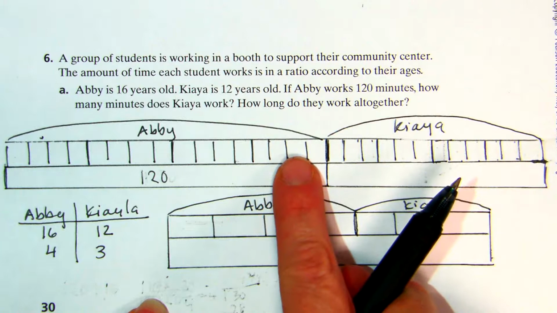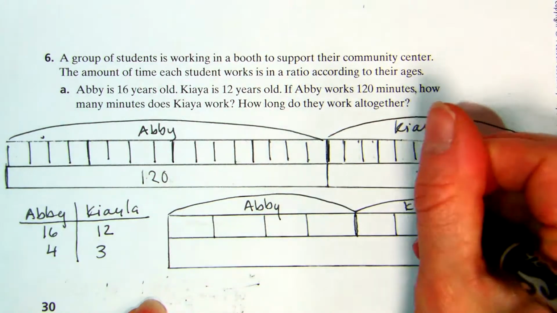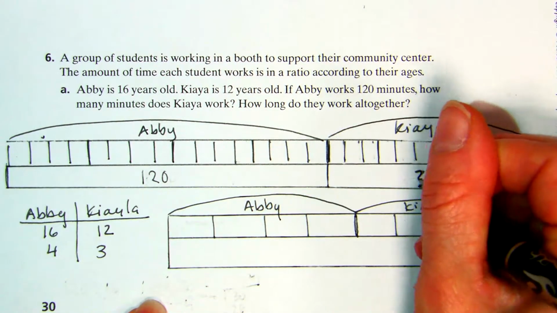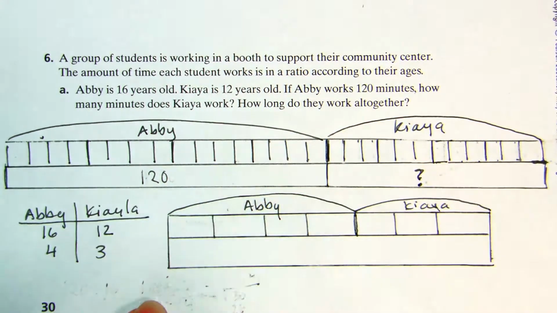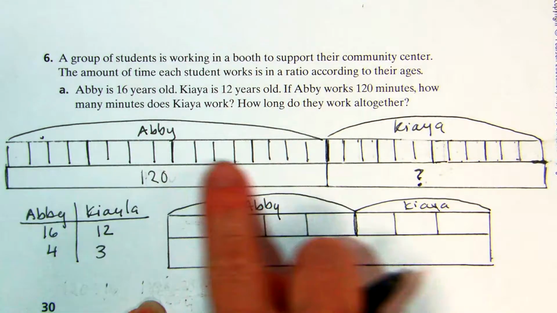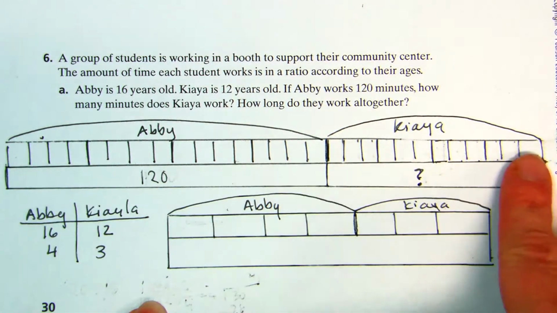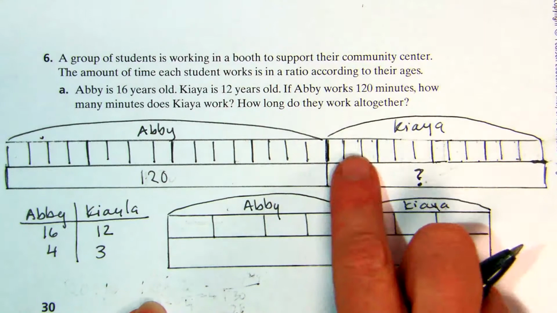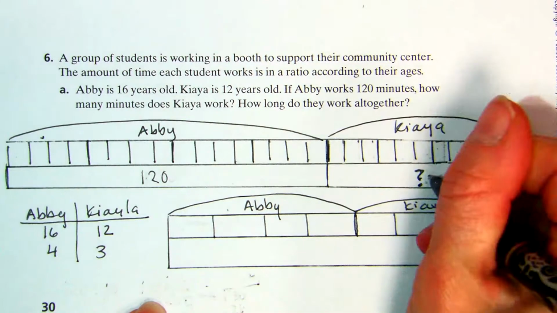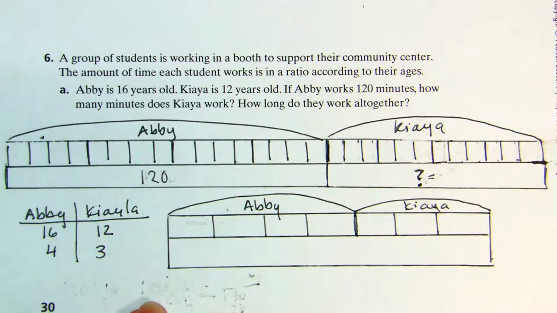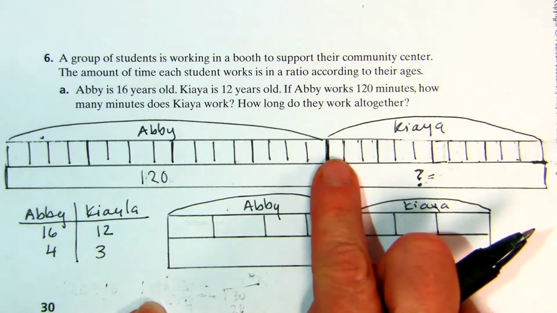because 120 minutes goes with Abby, right? But what I'm trying to find out is, if Abby does 120 minutes and it's going to be in this 16 to 12 ratio, how long will Kiaya actually work? And that's what I need to find out. So I've got all these boxes. I've got these 16 boxes for Abby, and I've got these 12 boxes for Kiaya. And if I knew what was going to be in each one of those boxes, it would tell me how much Kiaya worked. So it'd be really helpful for me to figure out what's in one of those boxes.